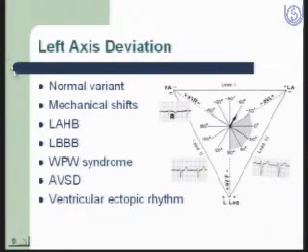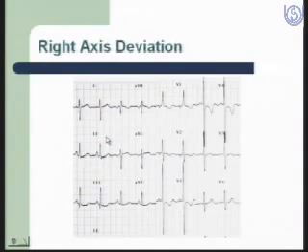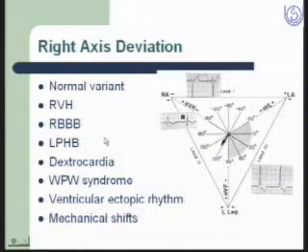So this is not a comprehensive list of causes of left axis deviation, but if you find a patient with left axis deviation, one has to look for all these causes. Now this is another ECG in which you see that lead 1 is predominantly negative and lead AVF is positive. So what is the QRS axis in this patient? Right axis. Very good.